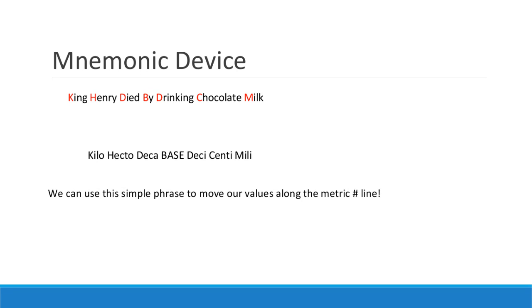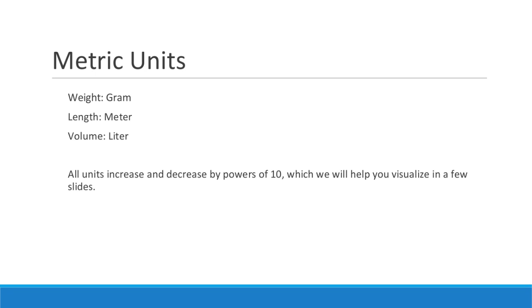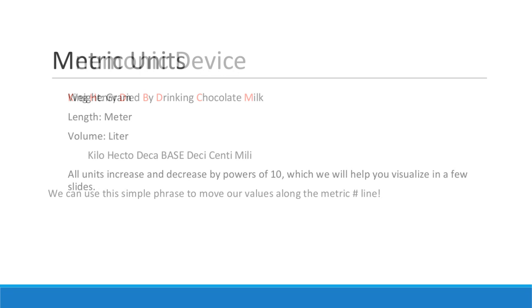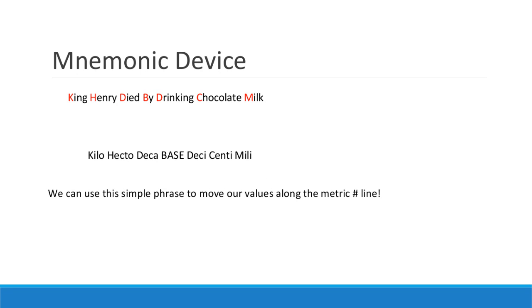So if we go back to metric units real quick, remember that our base units are gram, meter, and liter. So interchangeably, depending on what you're talking about, you want to put that into this mnemonic device at the base setting, just right there. So you would have grams, meters, liters, wherever, right here in the center. Deci, centi, milli, moving down. And the nice thing is we can use the simple phrase to move our values along the metric line simply by hopping from each value and doing the same with the decimal place within our metric equation.